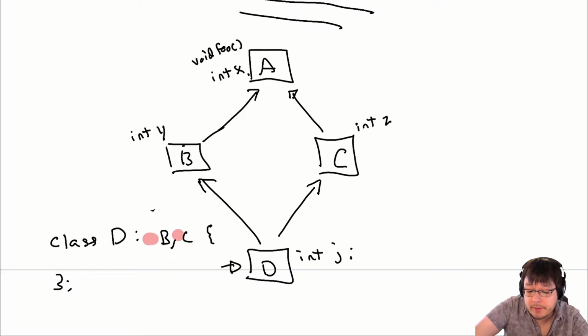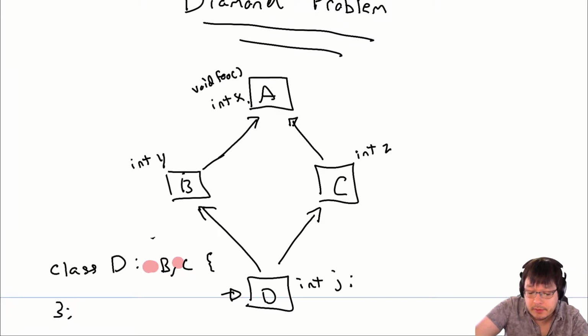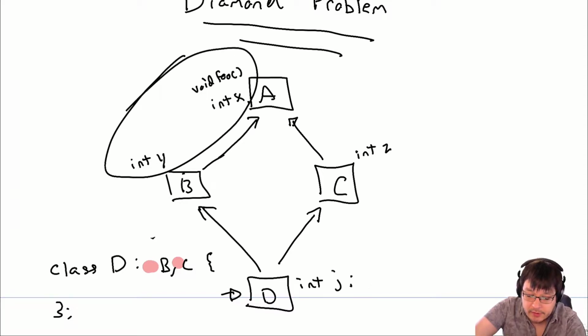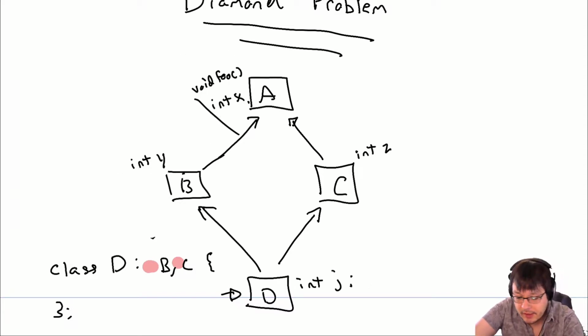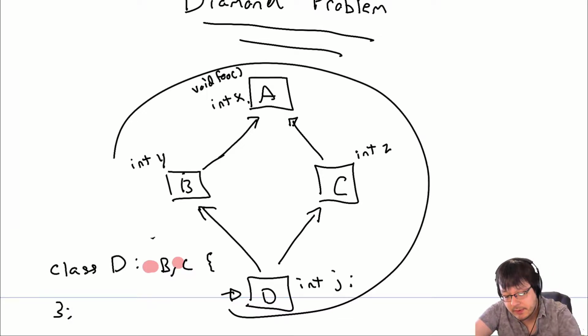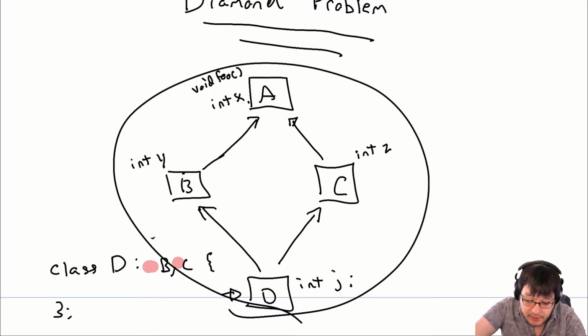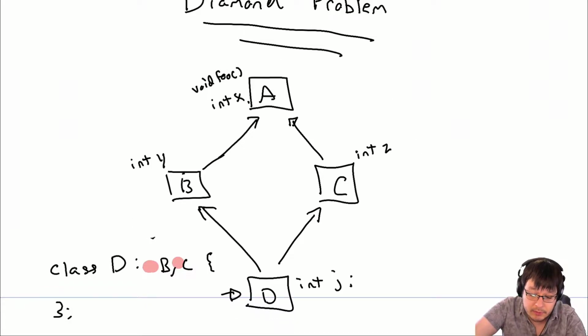Well, let's start with A. A only has an X and the foo, right? But B has access to all of these, so it has these three, right? C has access to these. D has access to basically everything. The problem is that it has duplicates of the X value. That's the one that you have problems with, and potentially duplicates of the foo function as well.